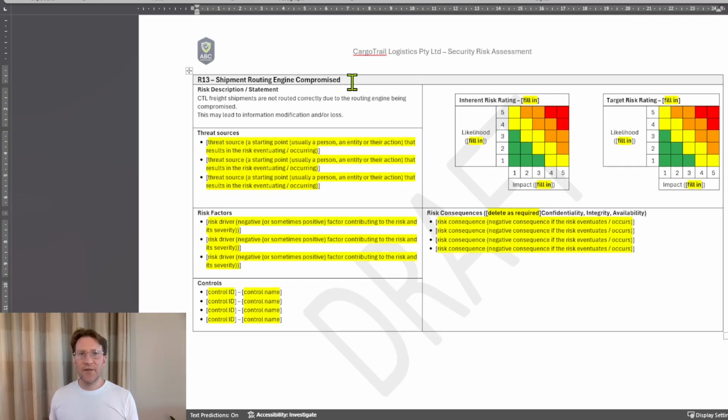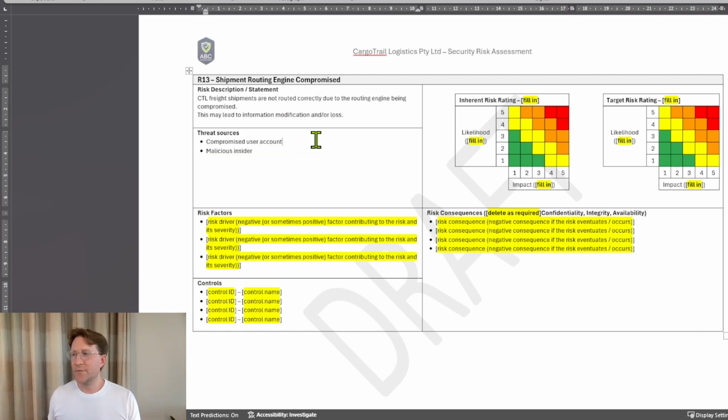For risk 13, this is similar to the previous risk in that it's about the shipment routing engine, but it's different because instead of it being unavailable, we're specifically saying that it has been compromised. So a malicious actor of some kind has gained control of it. And therefore, instead of denying us the ability to use it, we are being intentionally fed the wrong information. Therefore, we can say that this is specifically about information modification and or loss, which means integrity.